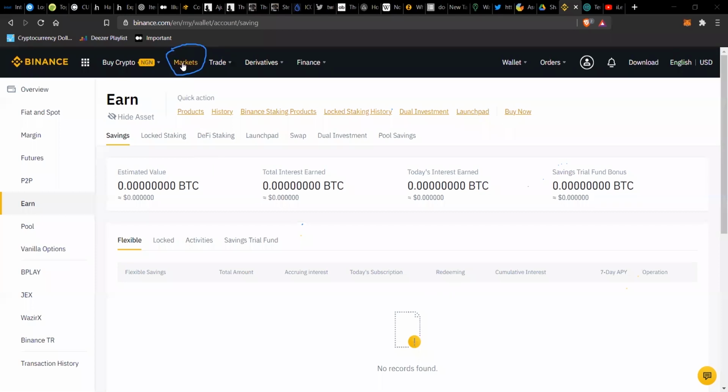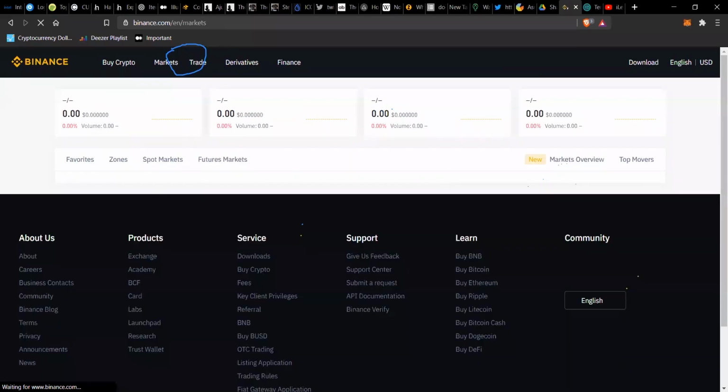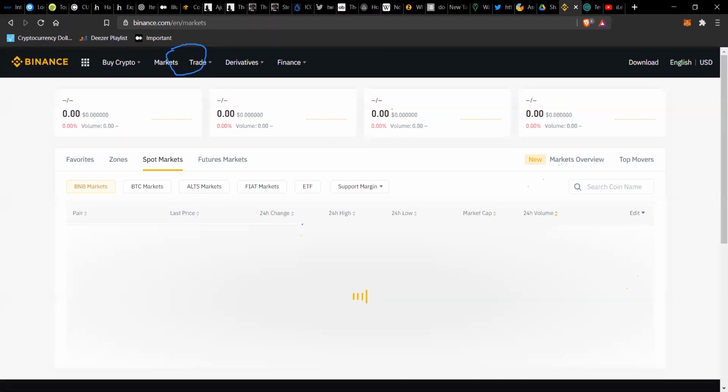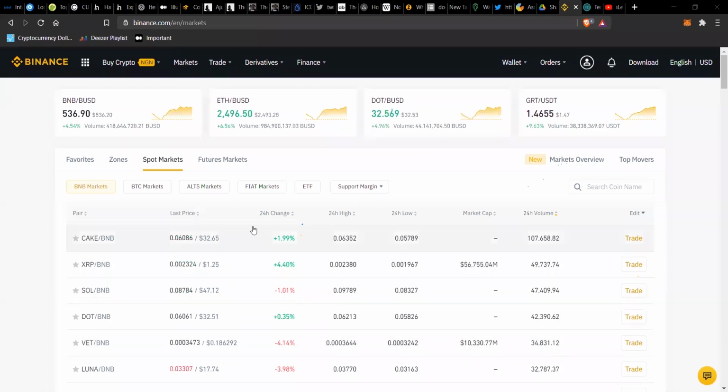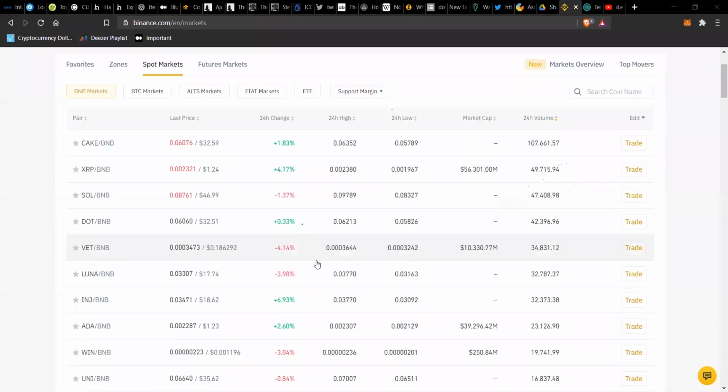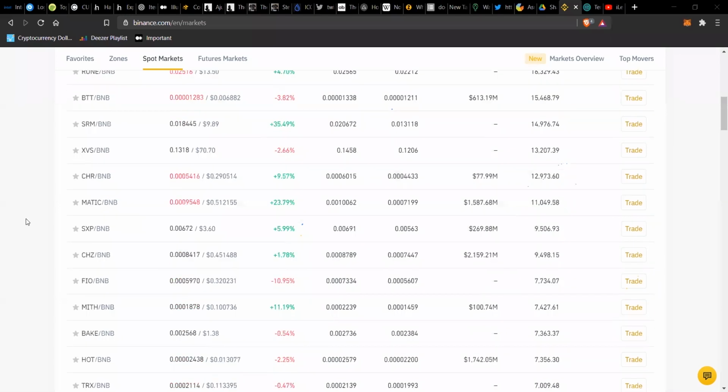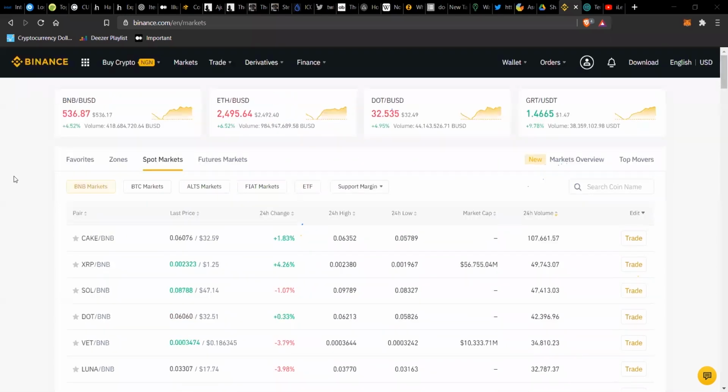Once you click on markets, everything starts to come alive. You start seeing coins, their prices, the rates, the change, profits, losses, and all of that. So here we have BNB, BUSD, which is Binance Coin, BNB. Here you have ETH, here you have DOT, Polkadot, here you have GRT. Now you can see all the coins and several trading pairs. So let me now take you through everything one by one.